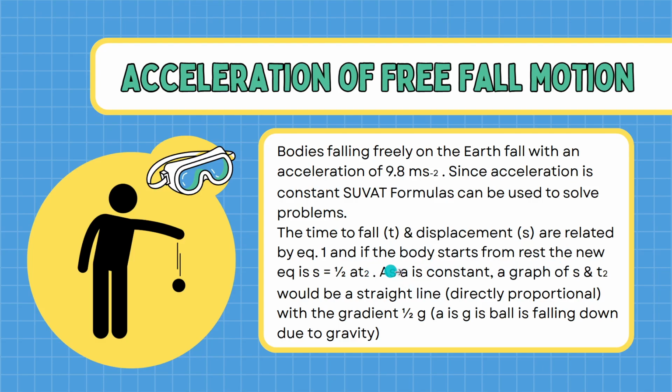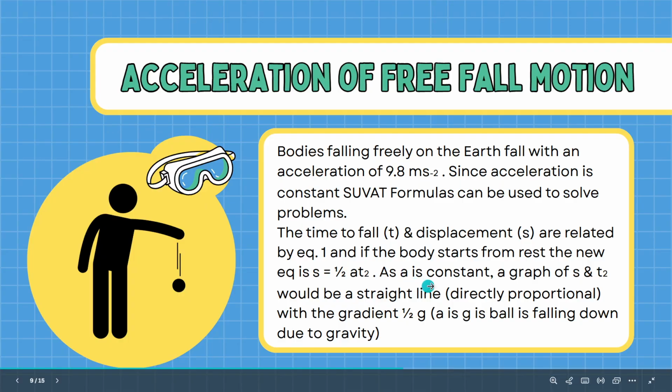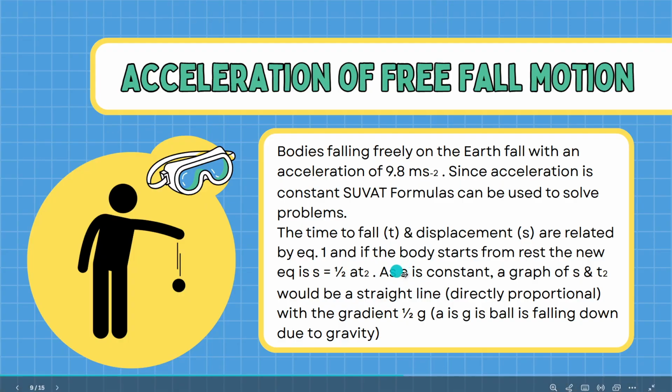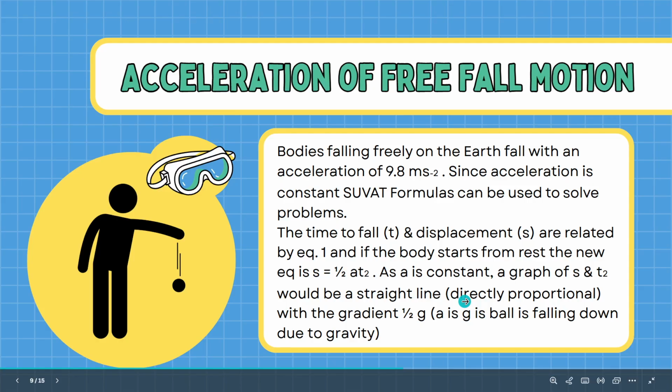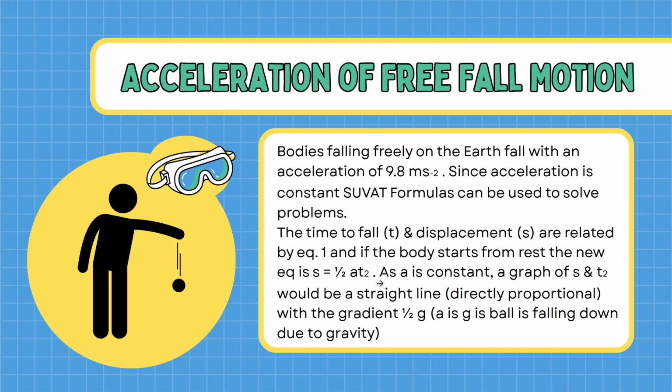So, if the body starts from rest, the new equation is half at squared, because u, the initial velocity, is just 0. This should also be half at squared, but that's fine. As a is constant, for a graph of s against t, let's say s equals half at squared, a is just constant, and half a is just a constant.